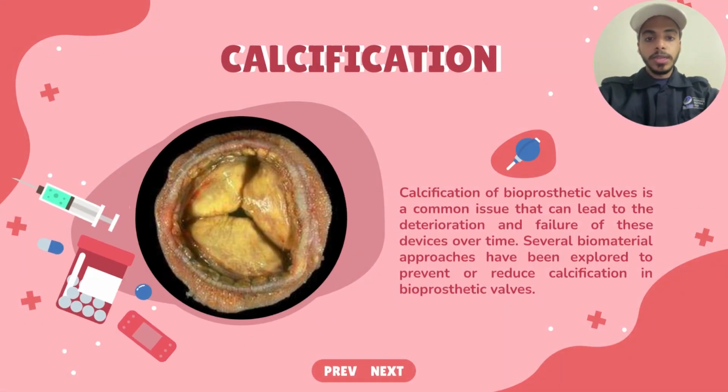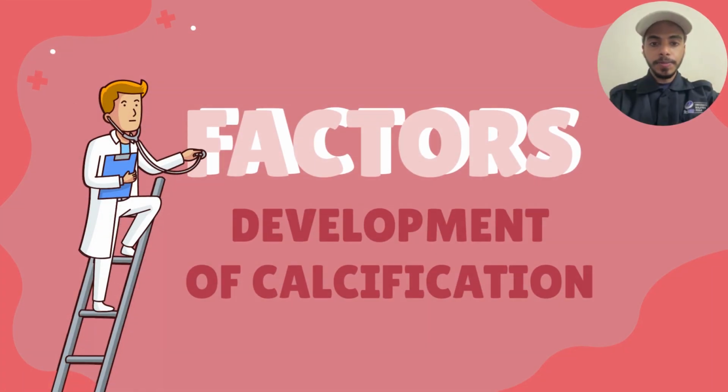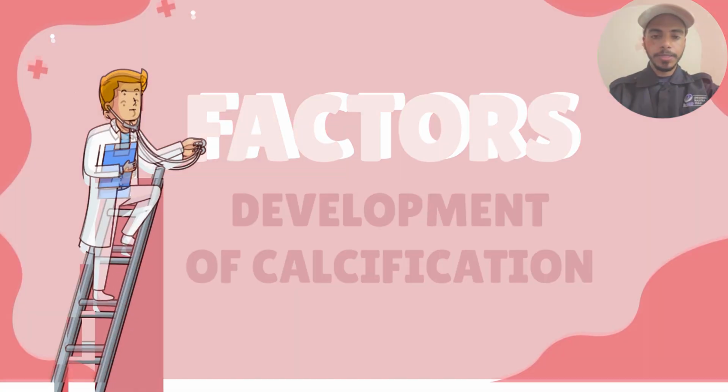Calcification is one of the most major issues in bioprosthetic valves. It can lead to deterioration and failure of these devices over time. Luckily, several biomaterial approaches have been explored to prevent or reduce calcification in bioprosthetic valves. In the next slide, I'll be talking about the factors of calcification development.